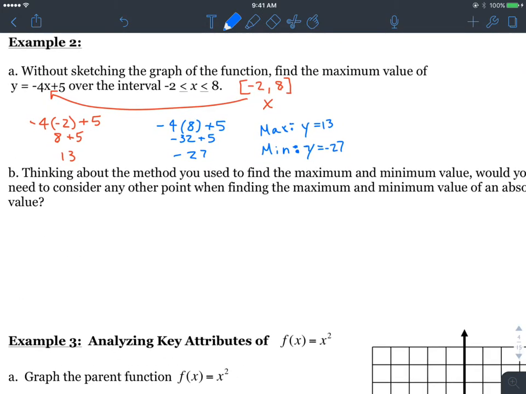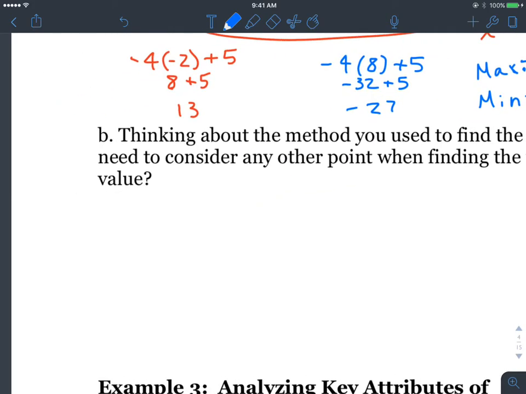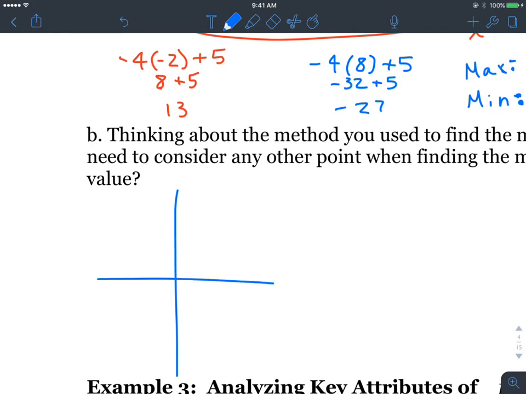Okay, what does it say? You're thinking about the method used to find the max and min value. Would you need to consider any other point when finding the max and min values of an absolute value graph? So I guess we really haven't talked about absolute value graphs yet, but here's what it looks like. It looks like a V, kind of like that right there.